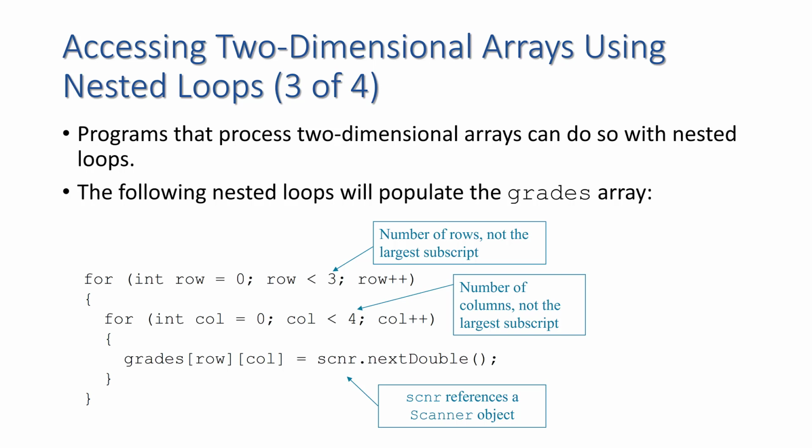Nested loops work great when processing two-dimensional arrays. Here, the outside loop iterates through each of the rows, while the inside loop iterates through each of the columns. Therefore, for each row, every column is populated with user input by the inside loop.